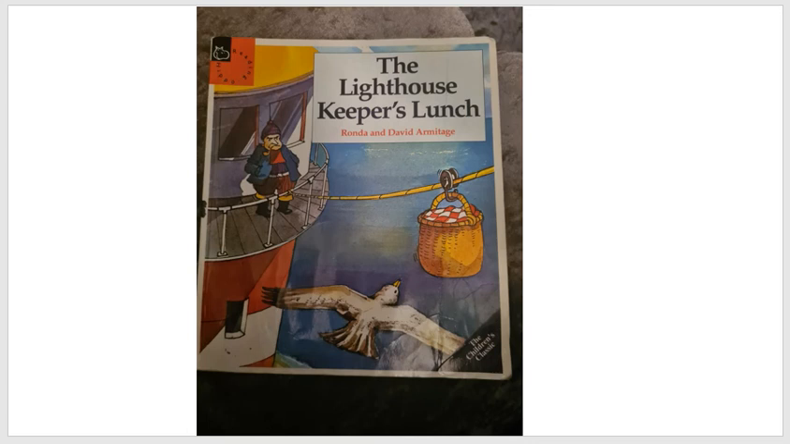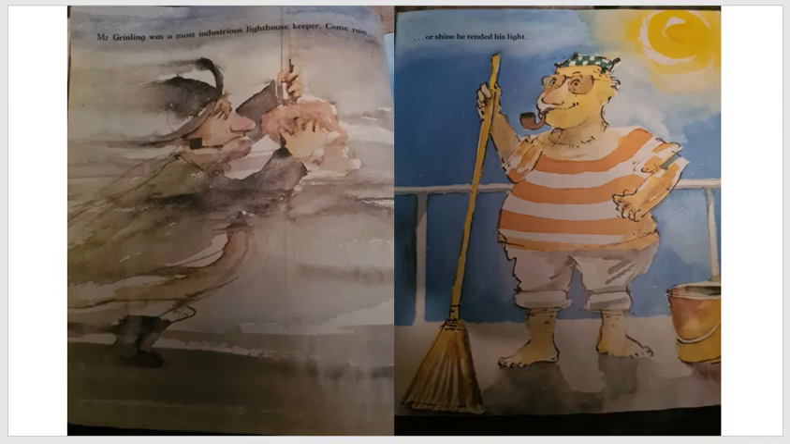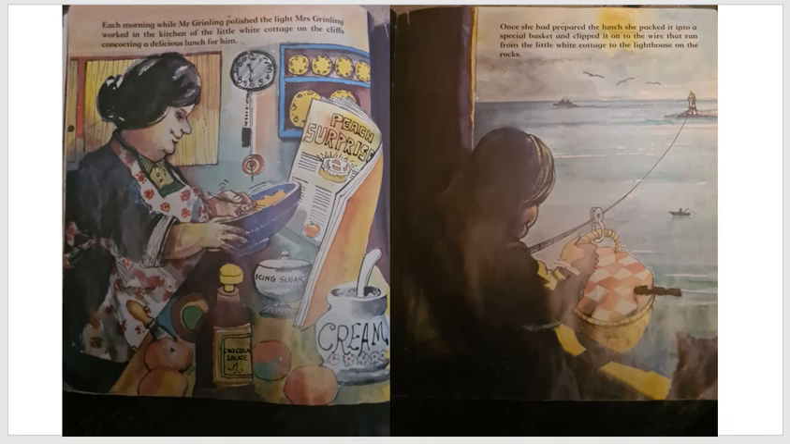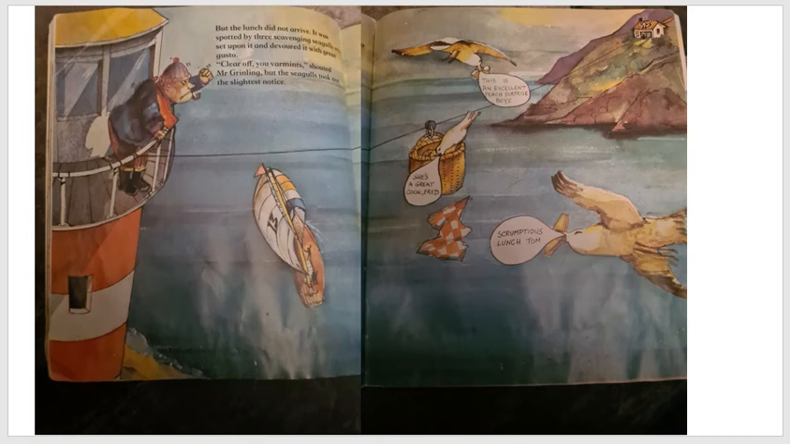As you can remember, Mr. Grinlin lives in a small cottage on the edge of a cliff. His job every day is to look after the lighthouse. Make your way through the story just to refresh your mind about all the different events that he and his wife, Mrs. Grinlin, have to deal with because of those pesky seagulls.